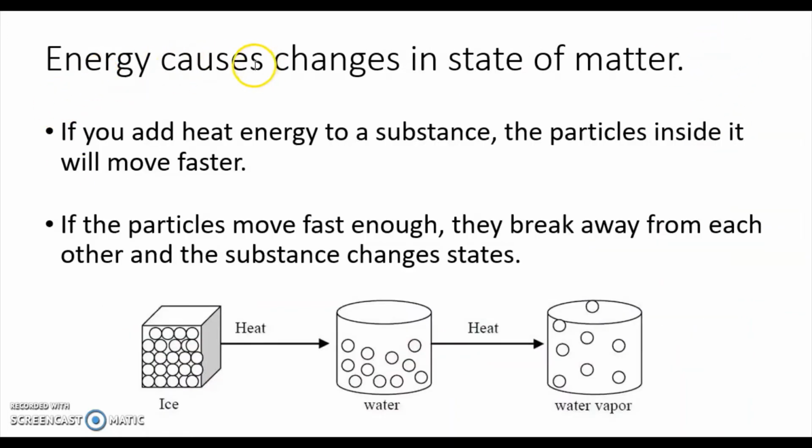Okay, energy causes changes in state of matter. If you add heat energy to a substance, the particles inside it will move faster. If the particles move fast enough, they break away from each other and the substance changes states. What does that mean? Say you have an ice cube. It's solid, and so the particles are very close to each other and they're barely moving. But then you heat it, like you put it outside, and it turns into liquid, into water. Now the particles are loose and moving around because the heat gave it energy, right?